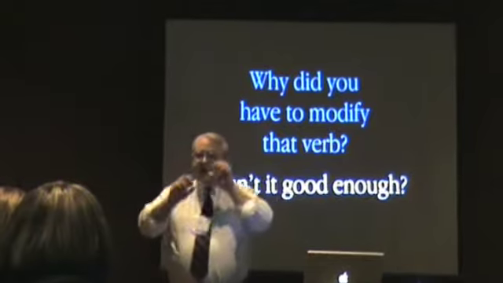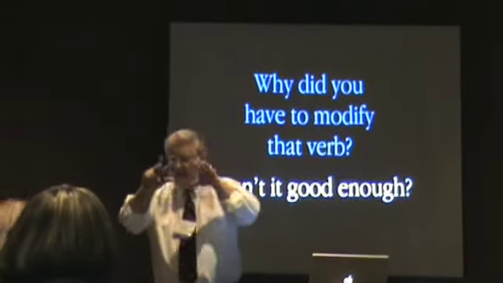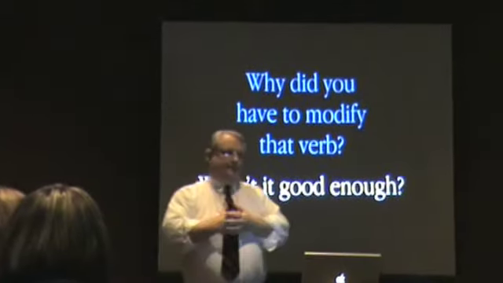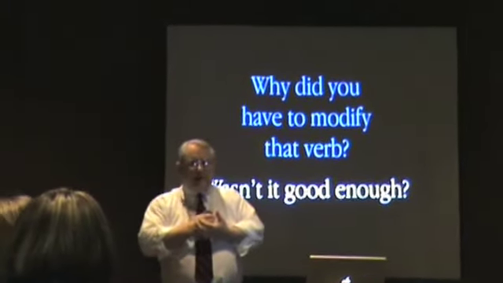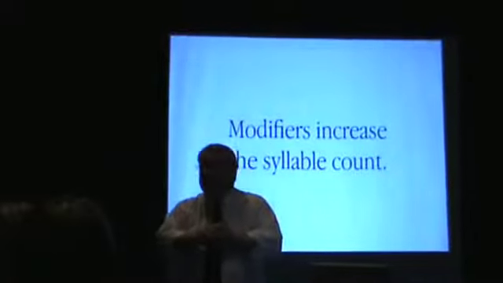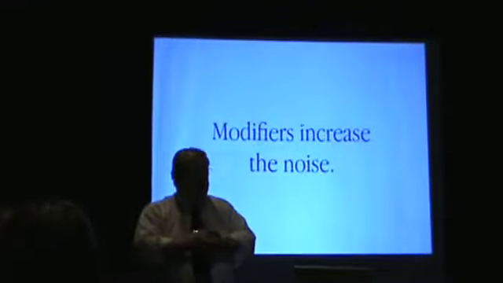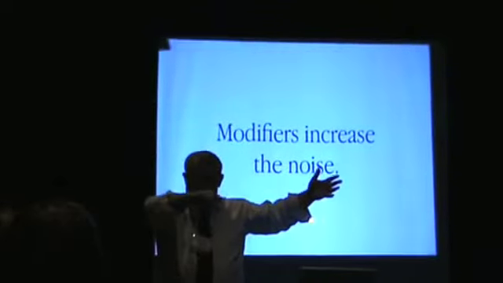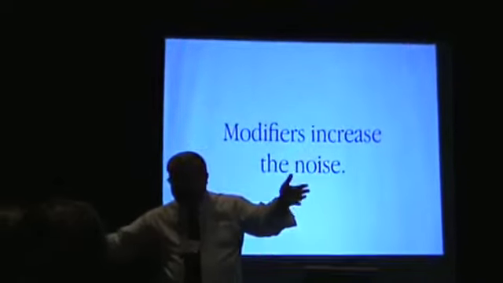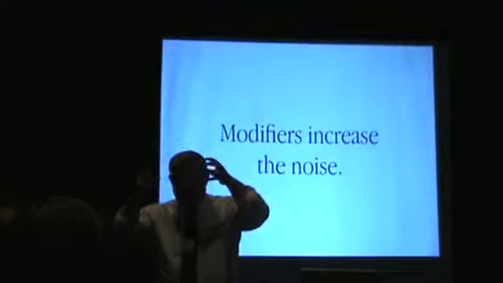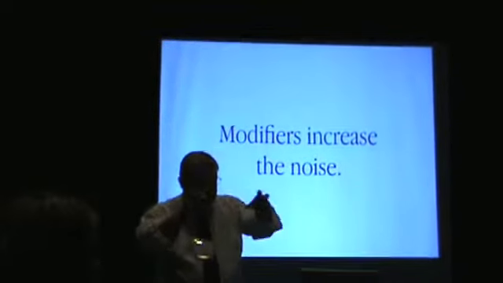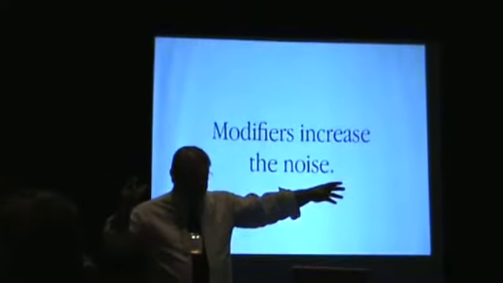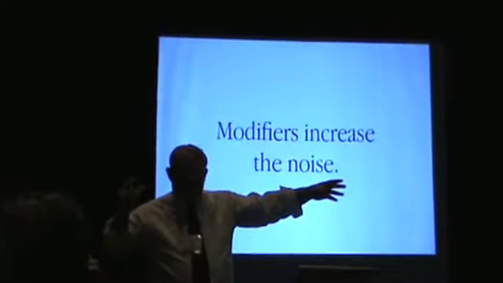Why? Now let's go kind of phenomenologically into it. What happens when you add modifiers? You add syllables. Modifiers increase the syllable count. They increase the noise. It takes more syllables, more time, more bumps in the consonants to say the same thing. And so the interest level per syllable gets dragged out and watered down. It's like putting water in a Coke. And that's what happens when we keep adding modifiers.